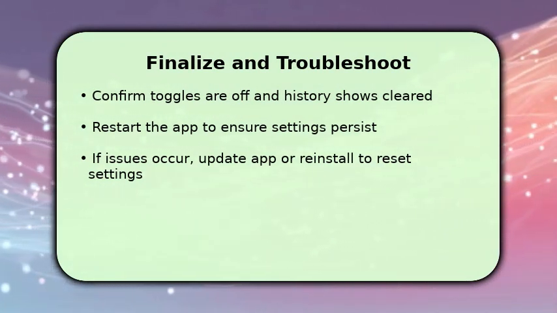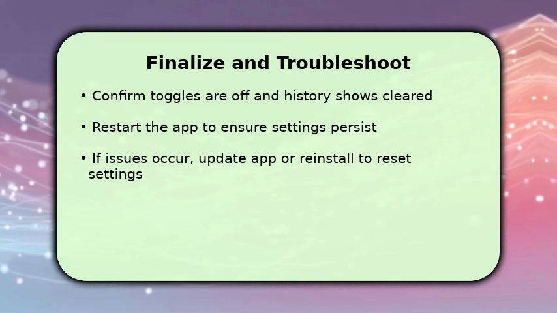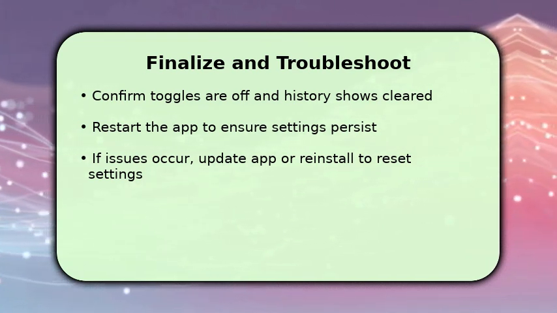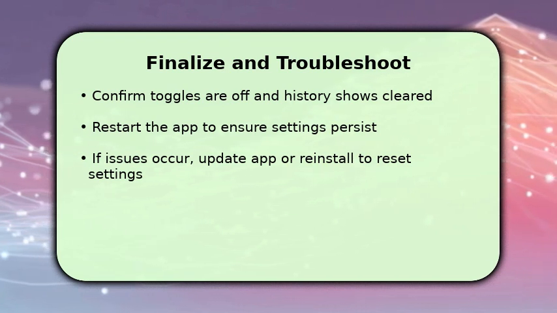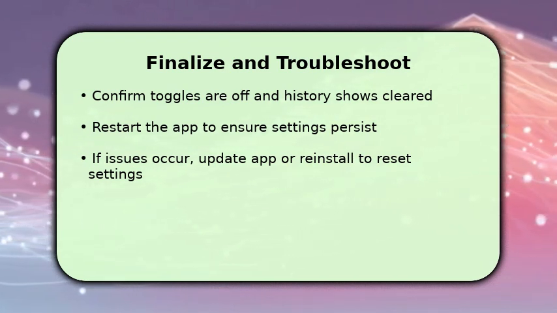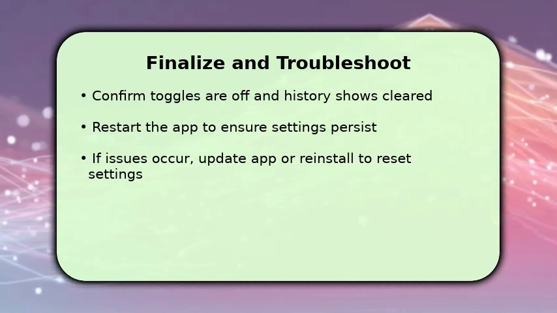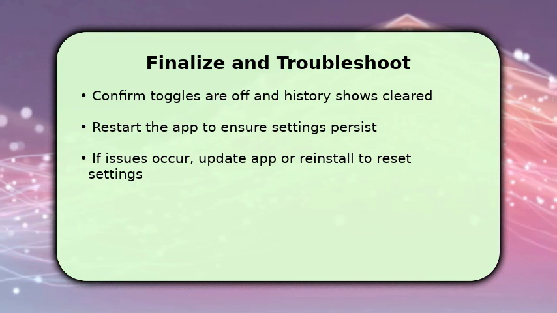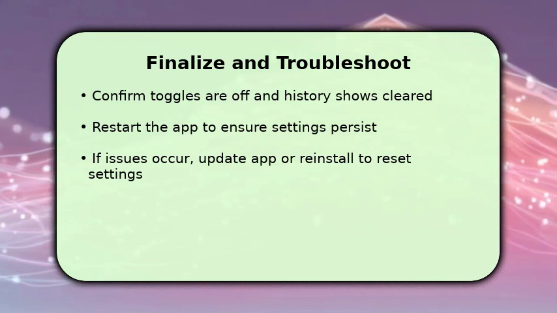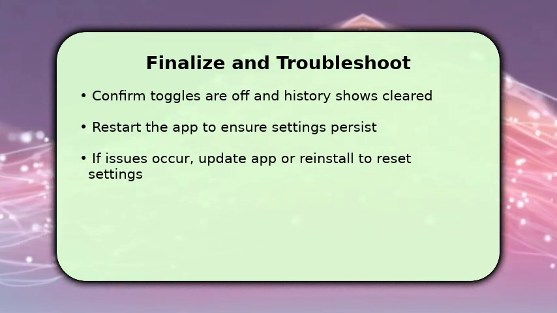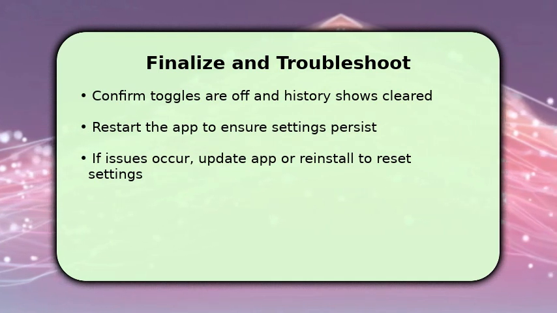If you still see saved searches, go back to Settings and Privacy and repeat Clear History. Sometimes permissions or cached data require a second pass. Make sure to update the app. If problems continue, reinstalling will reset corrupted settings. If permissions to save data persist, review connected account settings or device-level privacy controls.